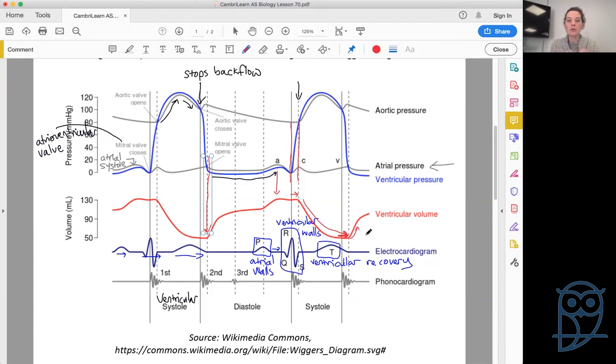So what you want to do whenever you have a diagram like this, you want to plan out, okay, where are my valve openings? Where are my valves closing? Which valve is opening? Which valve is closing? And how does this then link around into what's happening with my volume? And how does my volume link to my pressure? So there is one more piece on this, and that is your phonocardiogram.